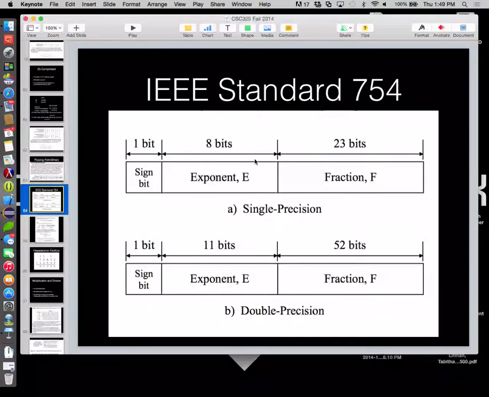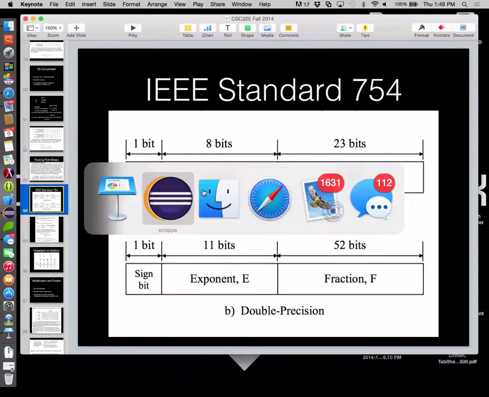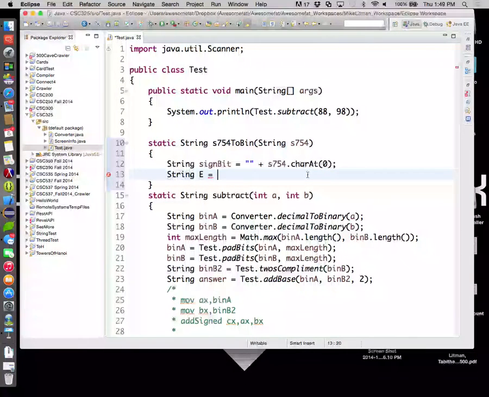So here's our single precision. We have 1 bit, so bucket 0 was our sign bit. E is the next 8 bits. So how do I get E out of this? If you're writing this code, how would we extract E? Fritz?